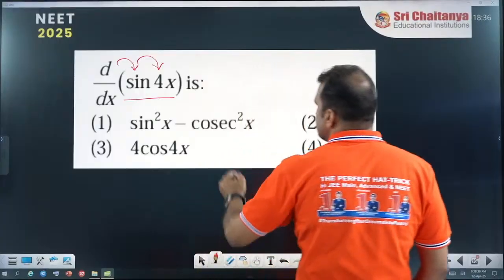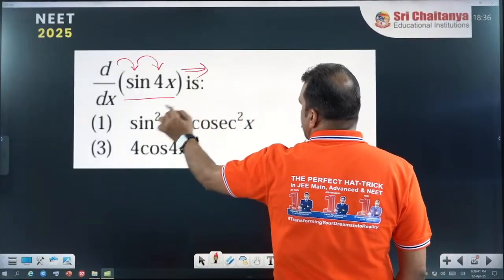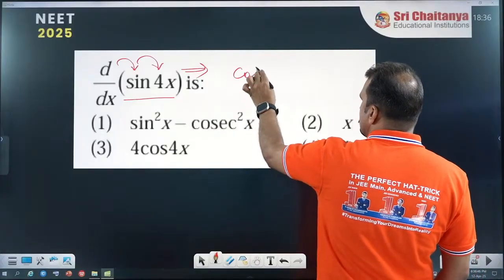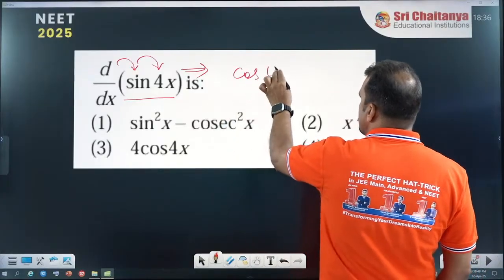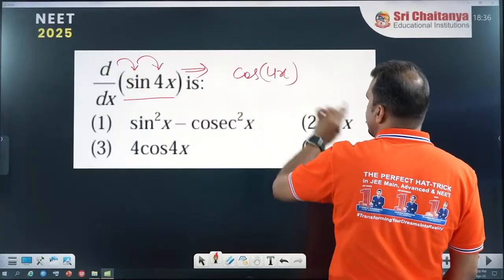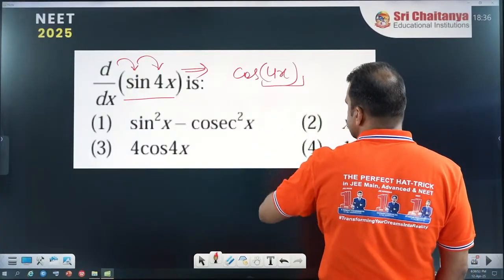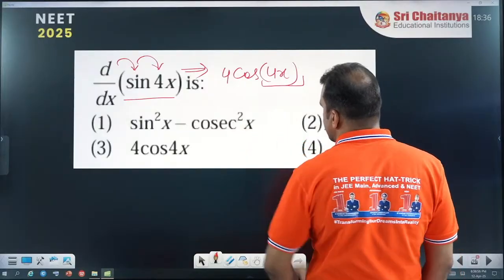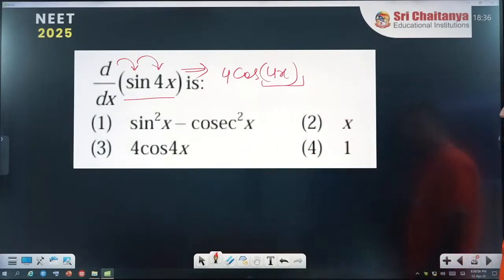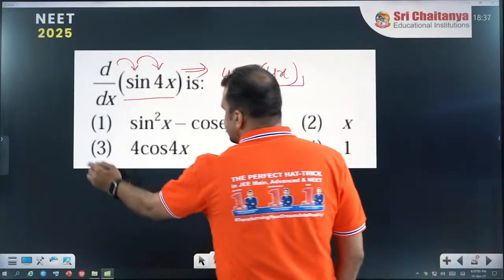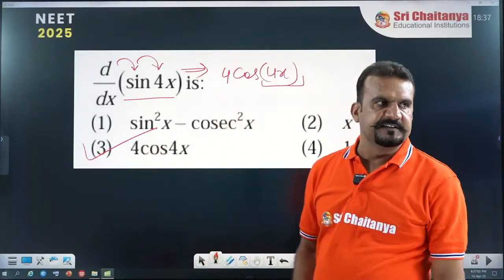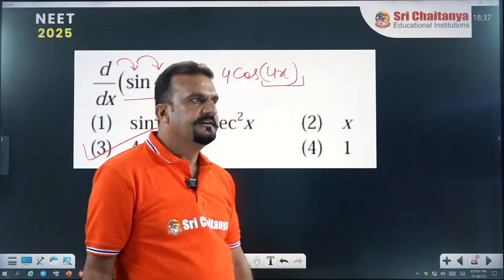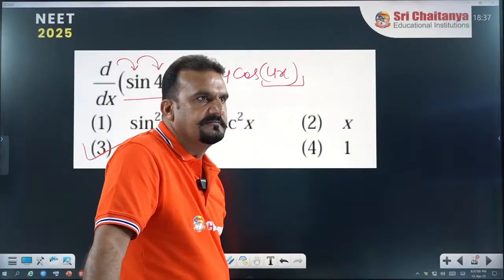What is the rule? Yes, the rule is, first we differentiate sine. Differentiation of sine is cos. 4x is going to be the same. After that, differentiate 4x. Differentiation of x is 1, and differentiation of 4x means 4. That is 4 cos 4x, the right answer. The third option is the right option. Very good. Most of the students are right in this one. That means you are on the right track.